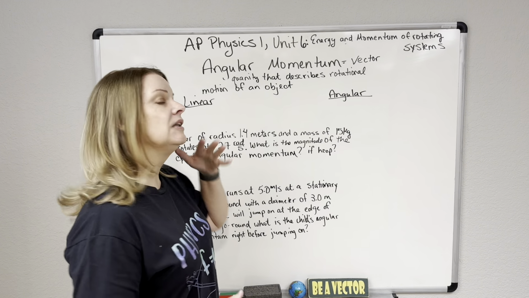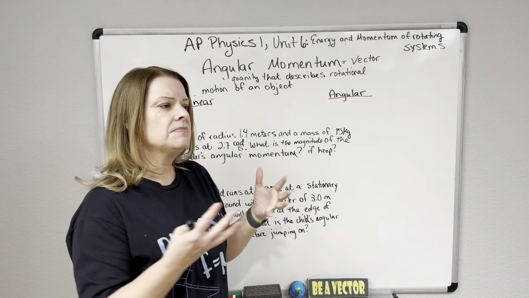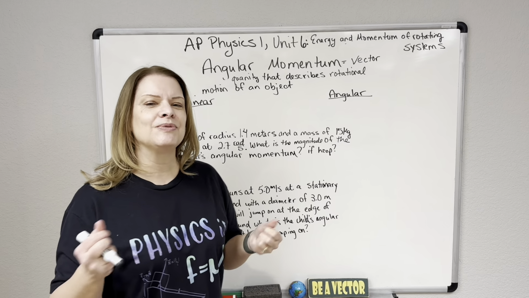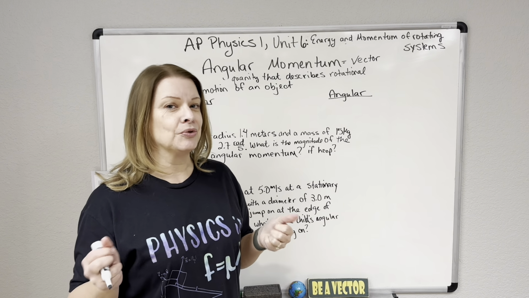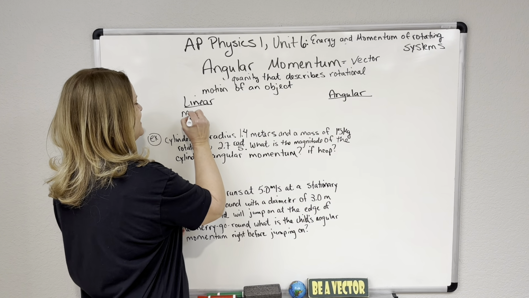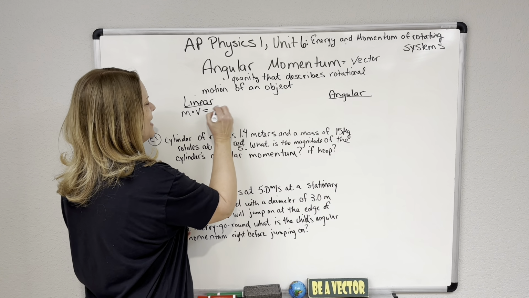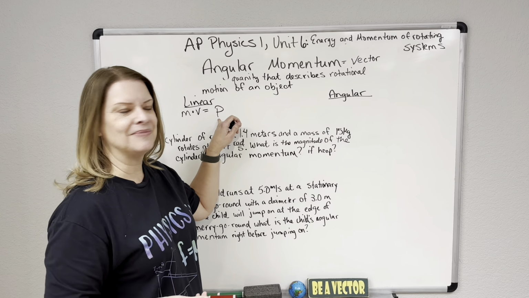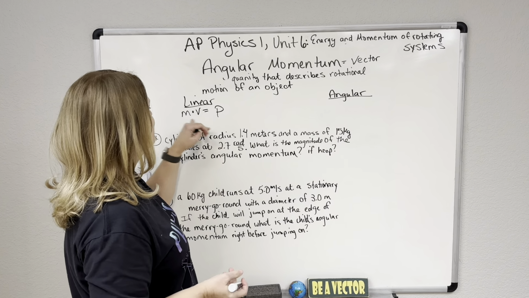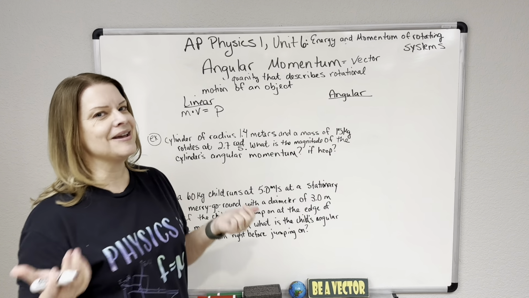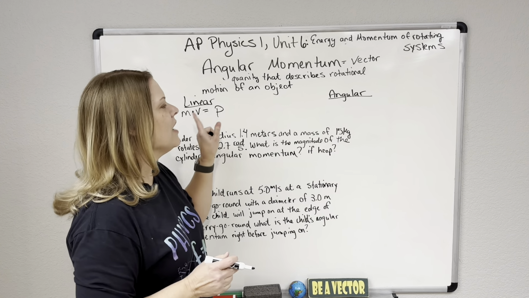Well, when we talked about linear momentum, we talked about mass times velocity that was coming at you. In physics, we like to say that momentum is the real MVP, because mass times velocity equals momentum, and we use P as the symbol for momentum. If you want to flip it, you could say P equals MV, same thing.